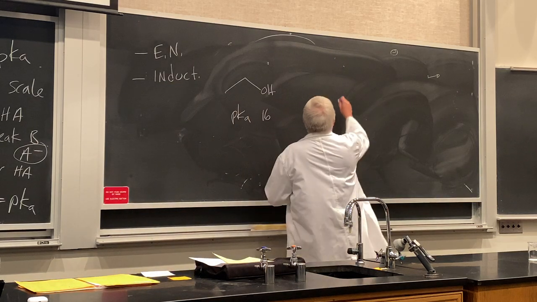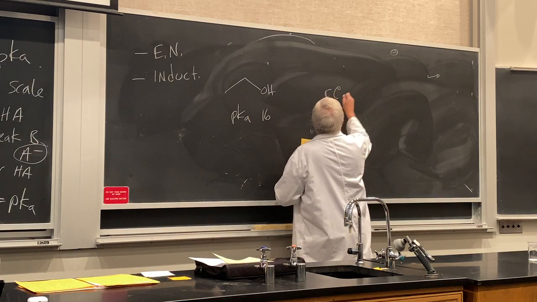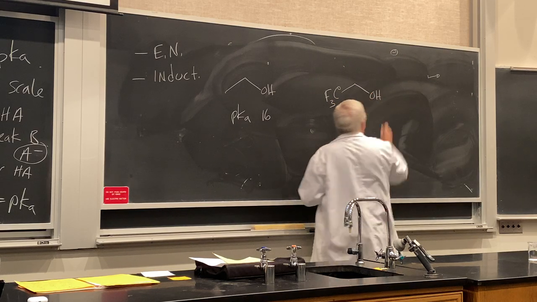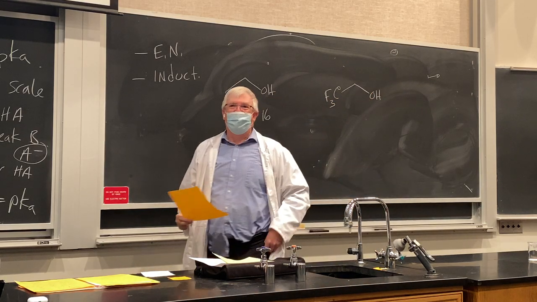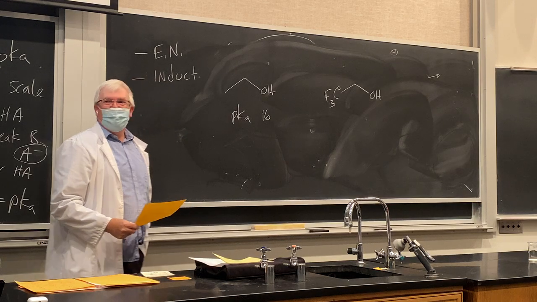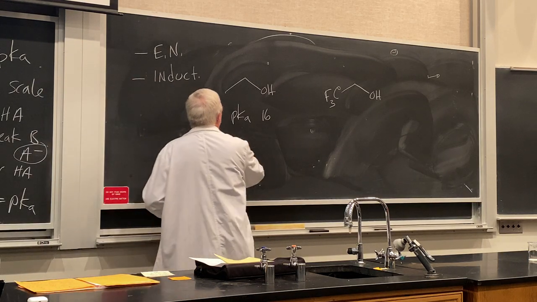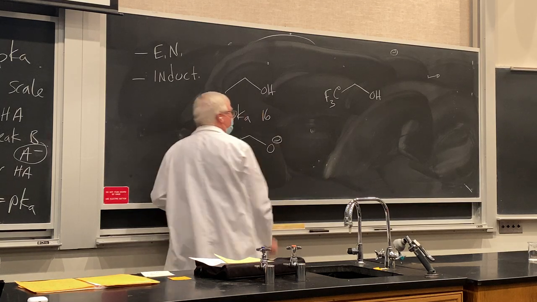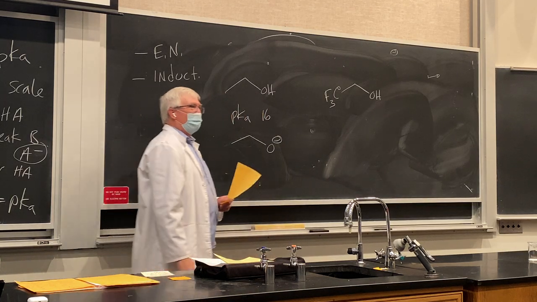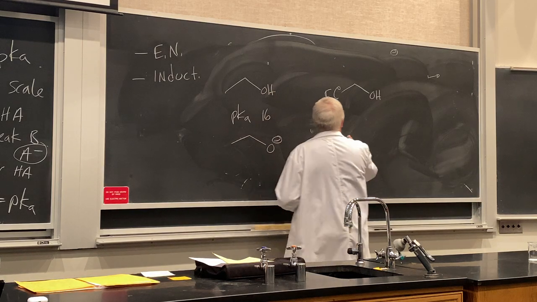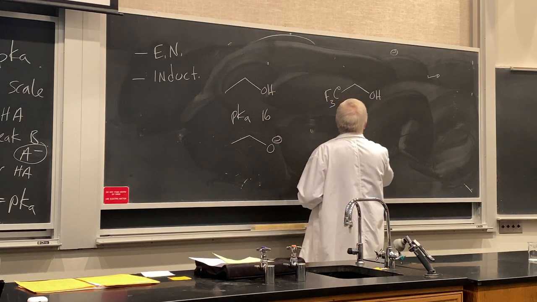But let's compare it to this acid. And notice I said acid. This is trifluoroethanol now. There are 3 fluorines there. Now, when we think about this, we always think, well, how stable is the resulting conjugate base? Ethoxide in this case. And in this case, it's trifluoroethoxide.